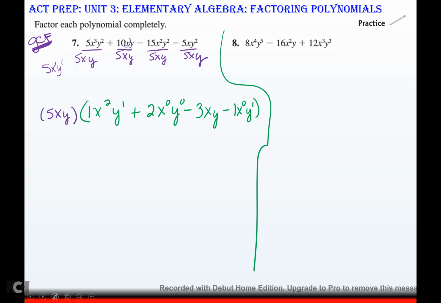Alright, so now clean up all those 0 degrees, and I have 5xy times x squared y plus 2 minus 3xy minus y. And we're done.